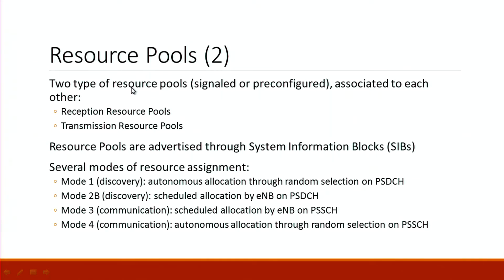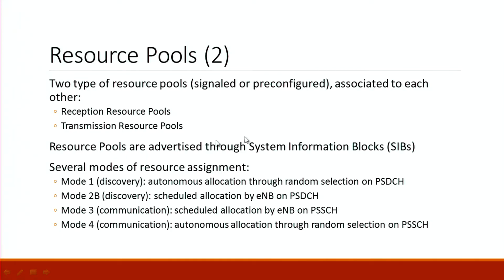There may be two types of resource pools that are associated to transmission and reception. So I may tell one user, look, you can use these resource pools for transmission and you will use these resource pools for reception. Of course, to another D2D user, you will tell them to use these for transmission and the other ones for reception, because you need to have people listening to each other and talking to each other. So you need to organize how they are hearing and listening to each other. And these resource pools are advertised using system information blocks.